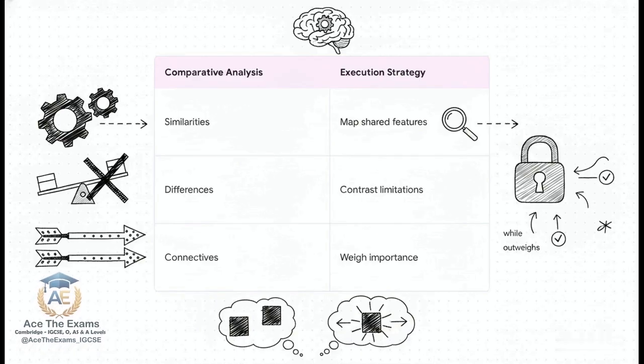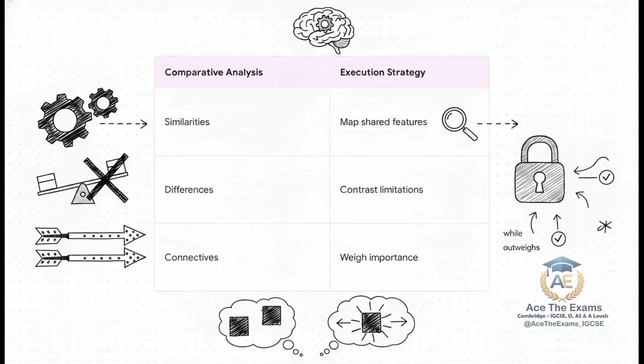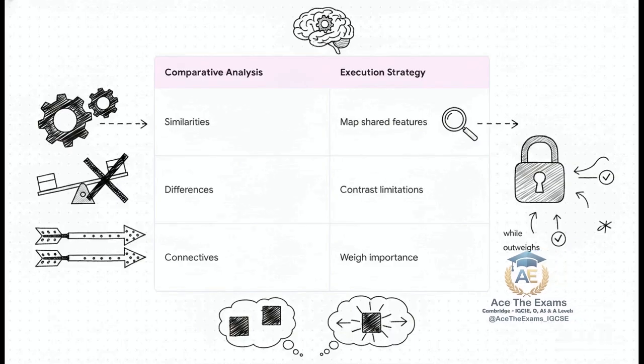It completely lacks comparative connectives and analytical depth. It's just two totally isolated statements mashed together. To fix this and get the marks, you absolutely must weigh their importance against each other using specific connectives. A top-tier A-star response sounds more like this.